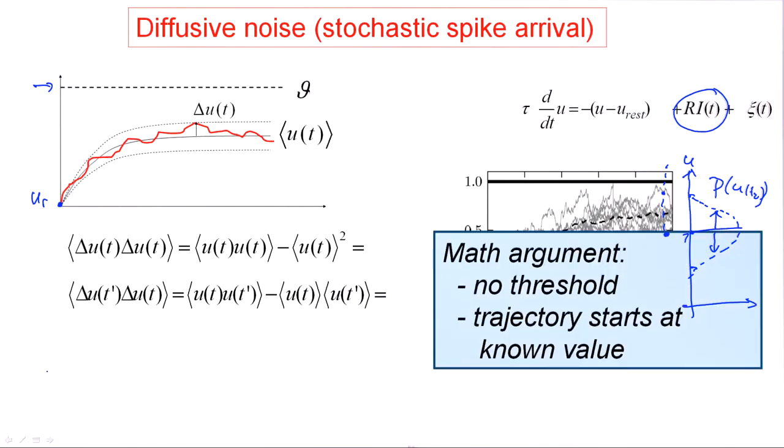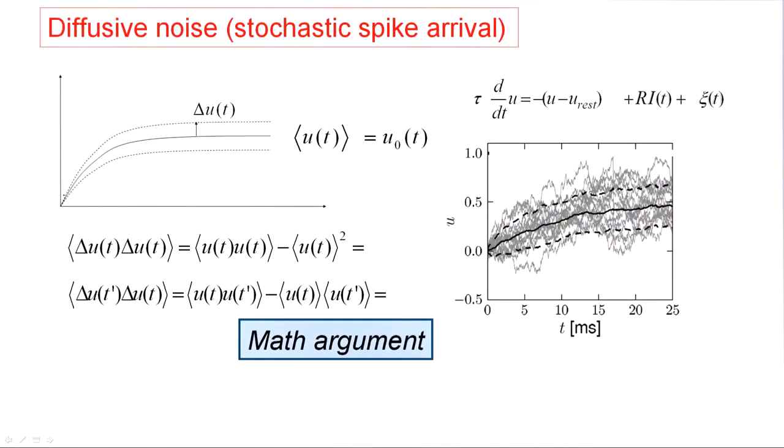Now, in order to do this mathematical calculation, we assume for the moment that there is no threshold. So this could be achieved simply by removing the threshold or by putting the threshold to such a high value that in practice it's never reached. And then we assume, as before, that the trajectory starts at some known value, for example, the reset potential. Now, if we do this math argument, then what we'll see is that there is this variance of the different trajectories, which I can plot here, or I can point it out here. There's the variance here, there's a variance here, there's a variance here.